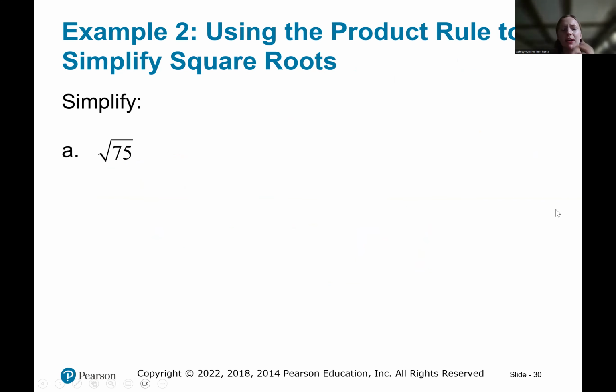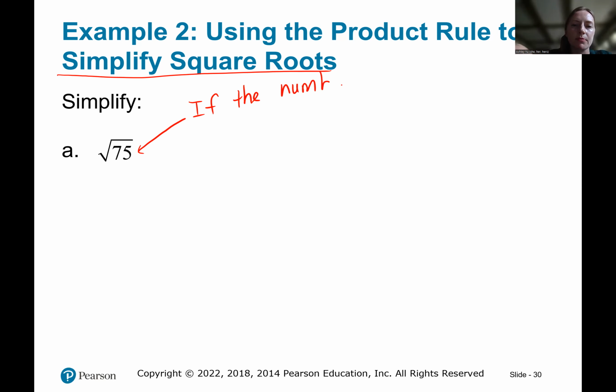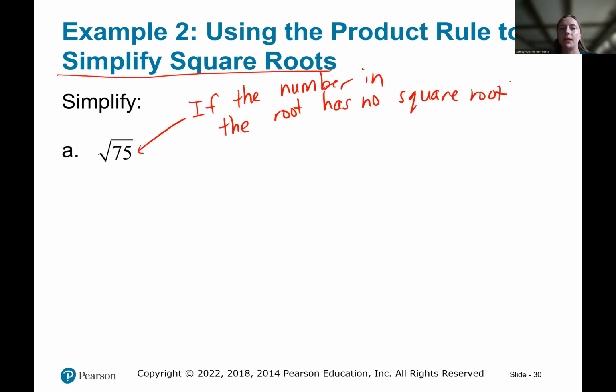Okay, now I think the presentation here almost makes this seem simple, but it's not simple. Now we're talking about simplifying square roots. That's where if the number inside doesn't have a square root, I'm going to write that down because this is not easy. Maybe if you've seen it before, you think it's easy, but if the number in the root has no square root, like in this example, 75, I don't think there's any whole number that's the square root of 75, because here's my list.